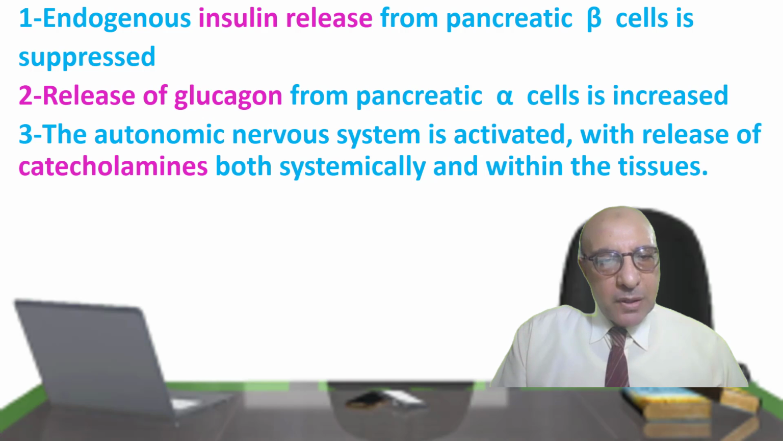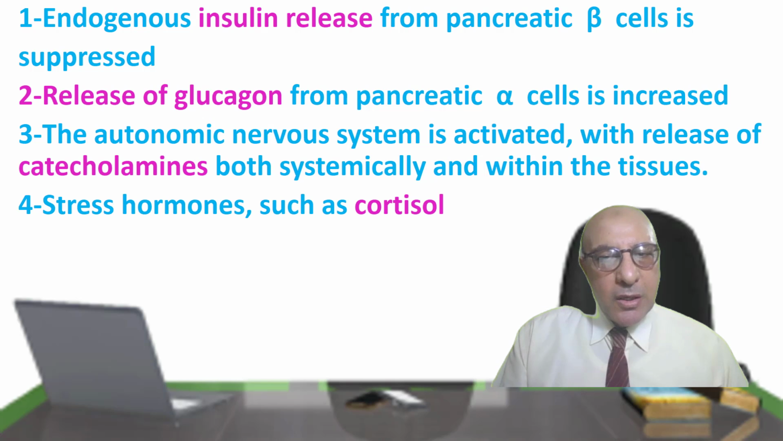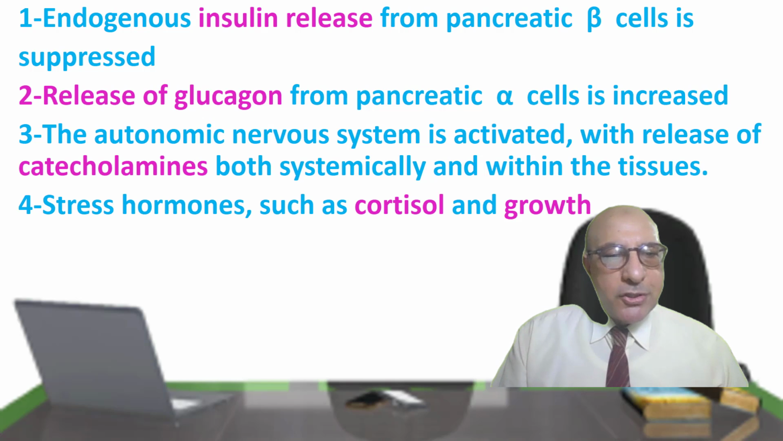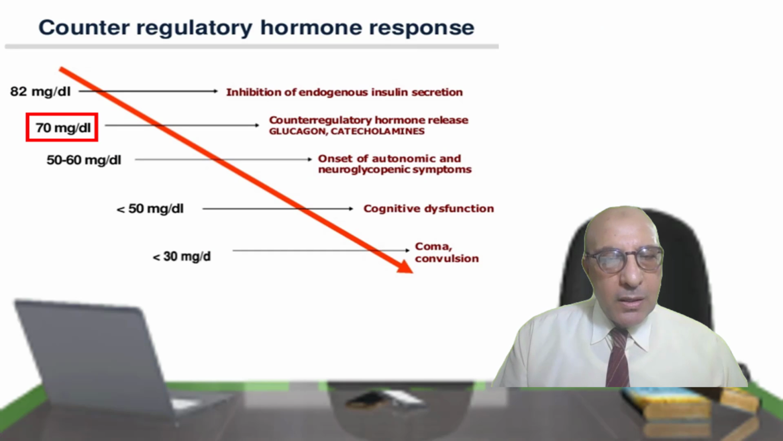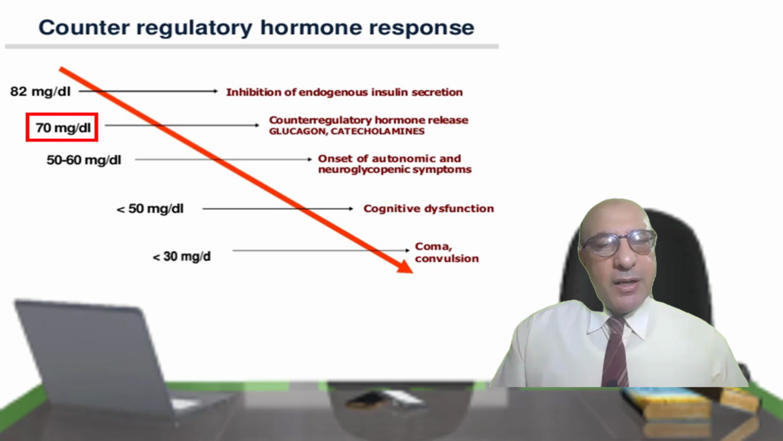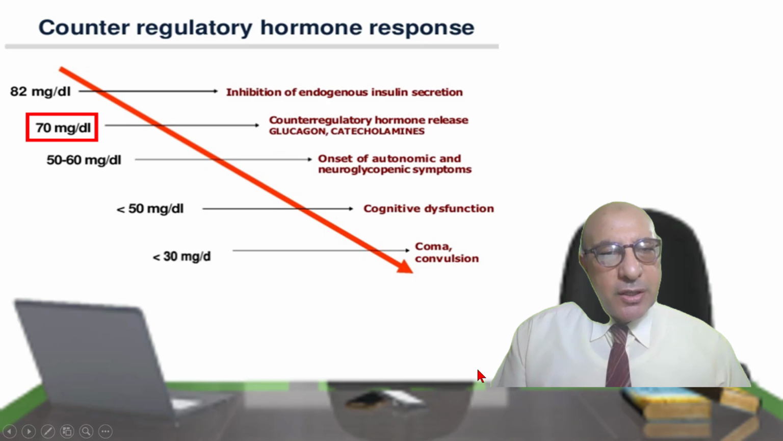Then, with more severe hypoglycemia, there is reactivation of the autonomic nervous system, mainly the sympathetic system, with the release of catecholamines. This means epinephrine or adrenaline, which systemically and within the tissues will act to increase the blood sugar as well. And then we have what we call the stress hormones like cortisol and the growth hormone, which will only be secreted if hypoglycemia persists for several hours. It is not immediate release like what happened with the epinephrine, for example, or glucagon.